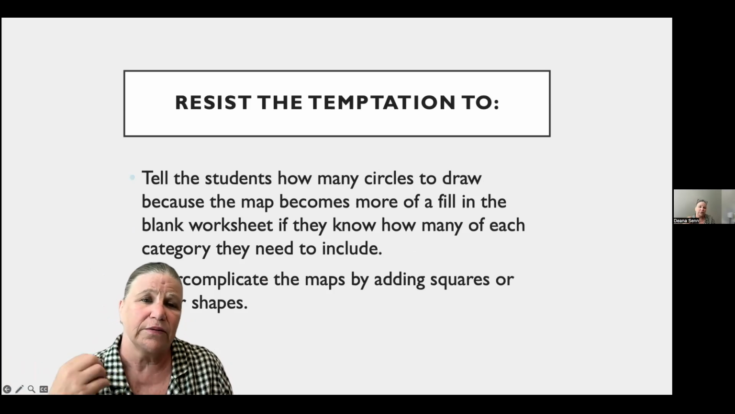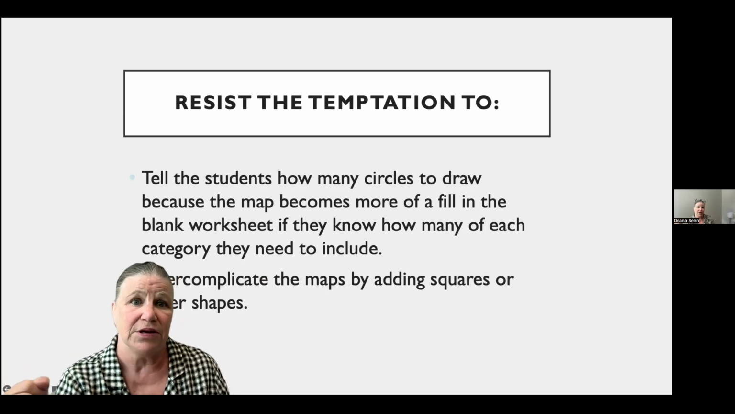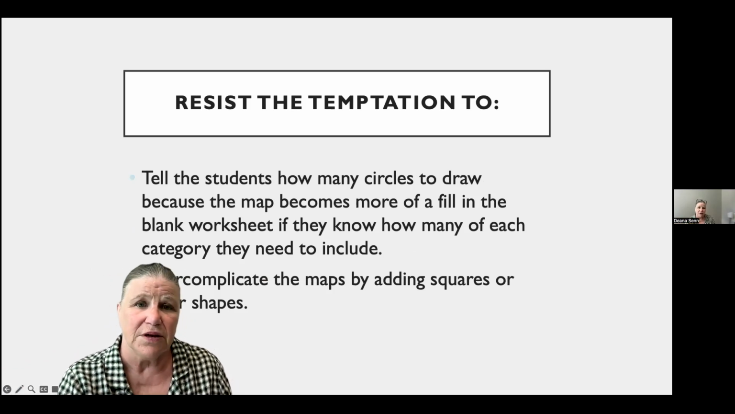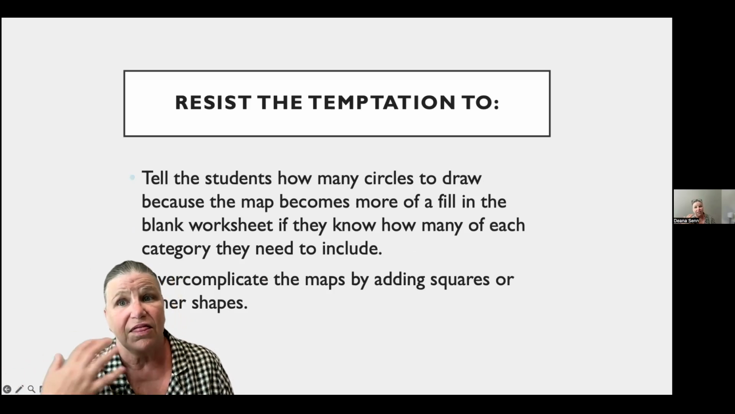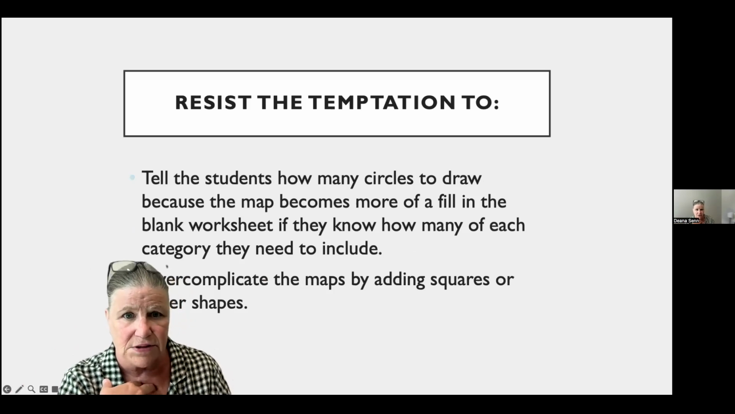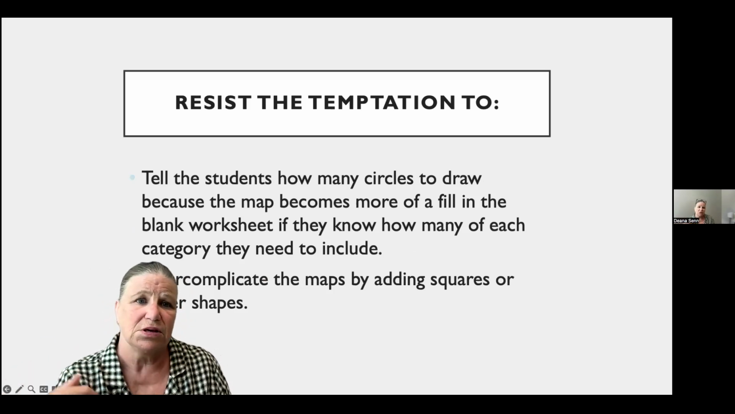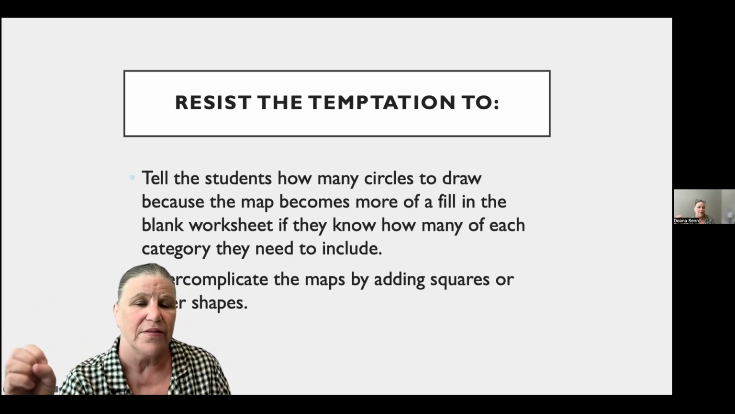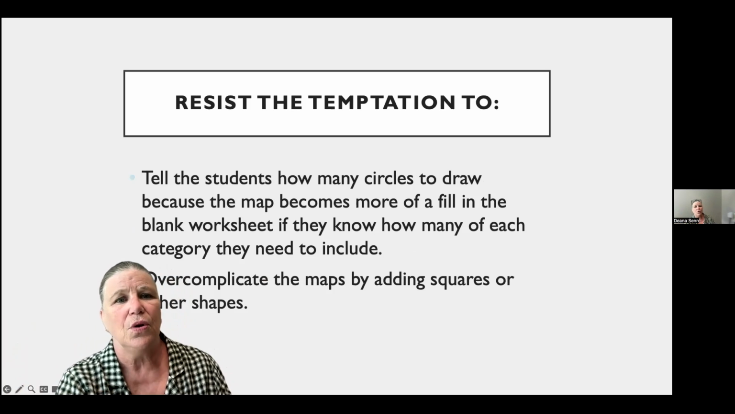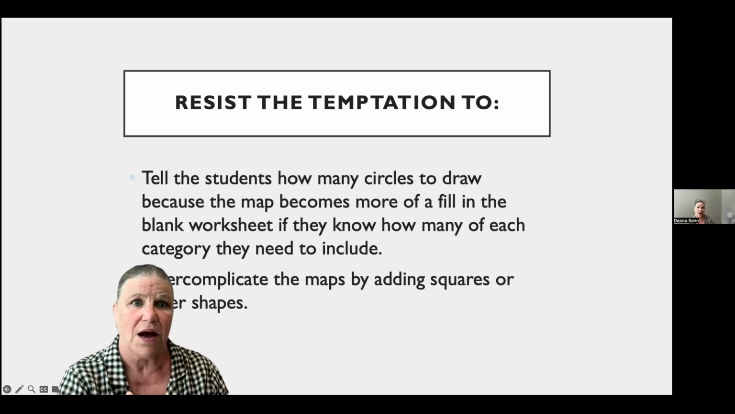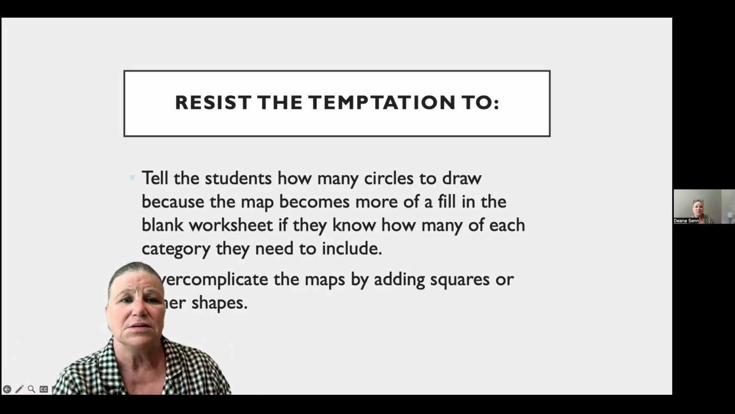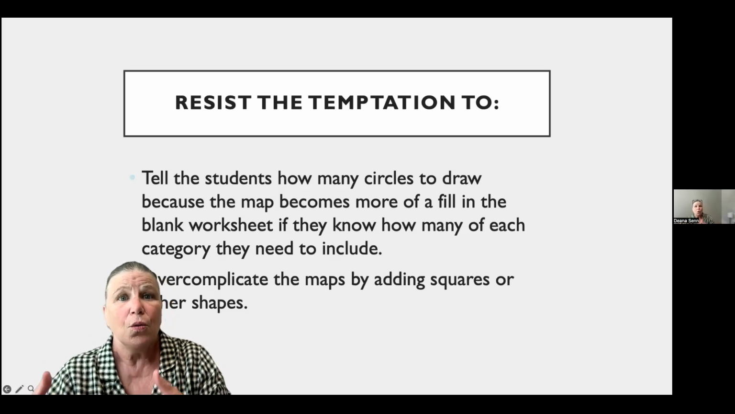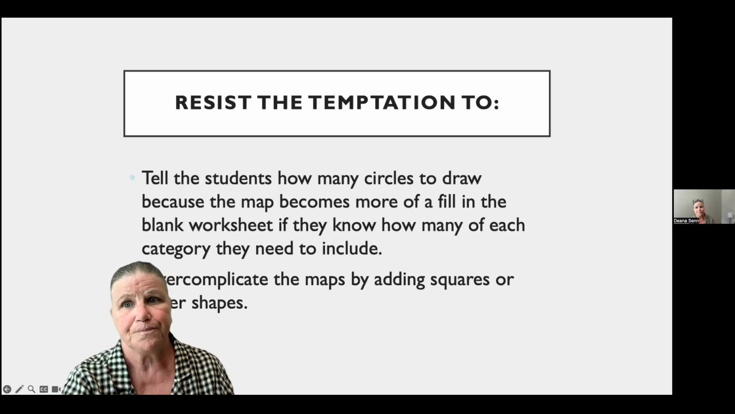Also think about the fact that you want to resist the temptation to tell students how many circles to draw. The minute you tell them how many circles to draw, it almost becomes a fill in the blank rather than them personally comparing and contrasting. You also want to resist the temptation to overcomplicate the map by adding squares or some other shapes, right? Your students who have struggled traditionally with Venn diagrams or double bubble maps need this to be pretty simple for them to be able to concentrate on what matters, which is the comparing and contrasting.